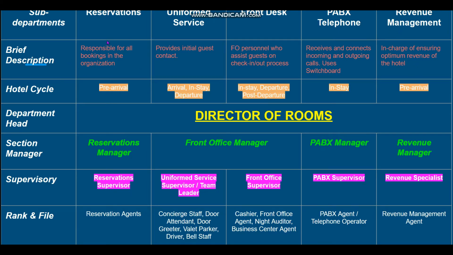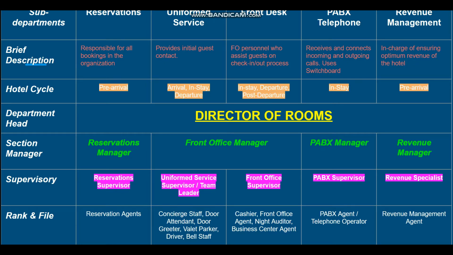So basically, when we talk about the reservations sub department of the front office team, they are responsible for all the bookings in the organization. This includes the room bookings, the restaurant bookings, and other requirements of the guests or in-house guests. Okay, and then we also have the uniform service.